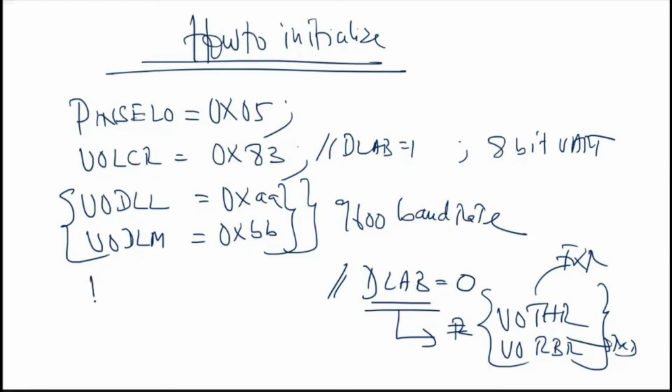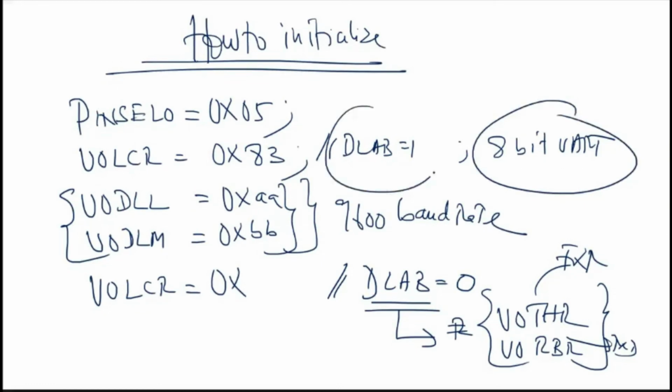So I again put UART0 line control register equal to hexadecimal. I retain this 8-bit UART, but DLAB bit alone I make it 0. In that case, it becomes 03. So I put DLAB bit alone equal to 0. So this is what we do for initializing the UART.